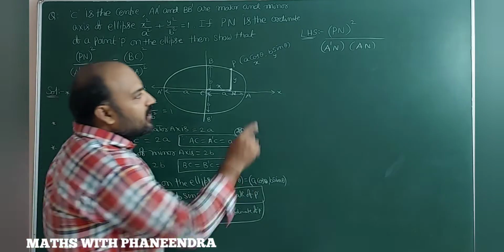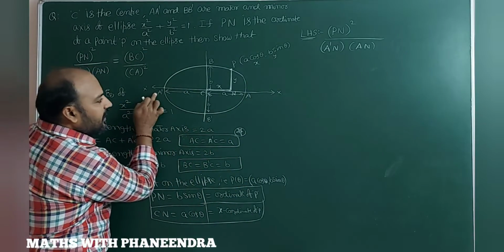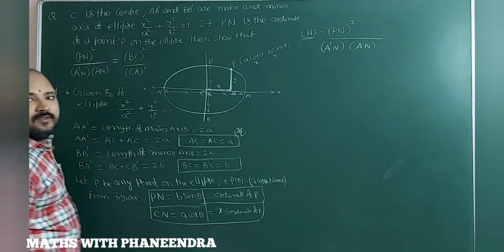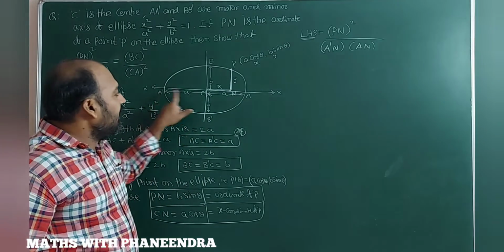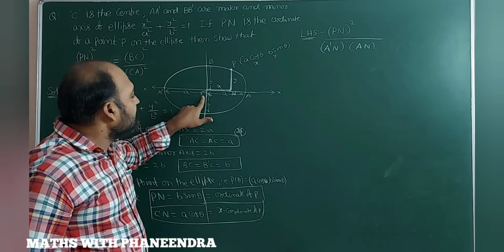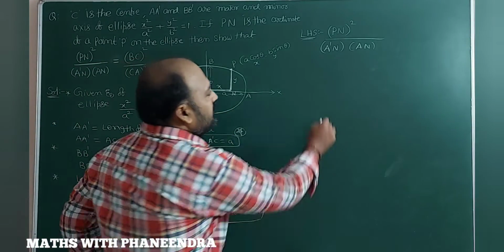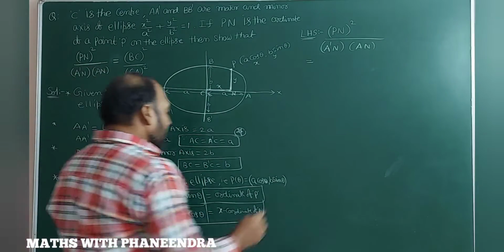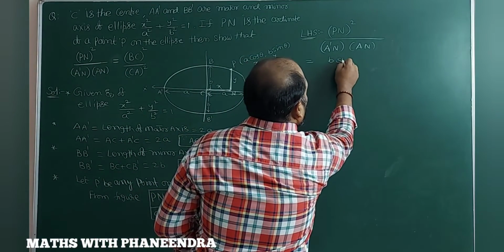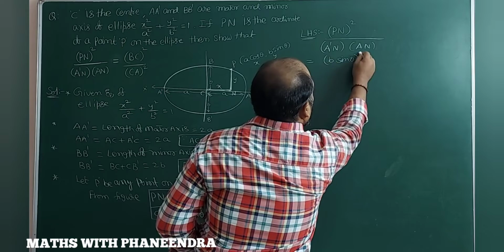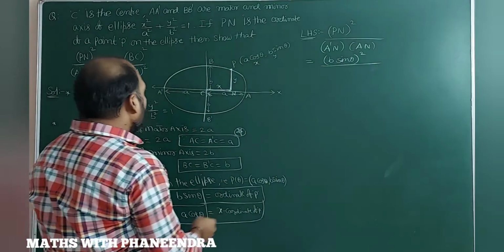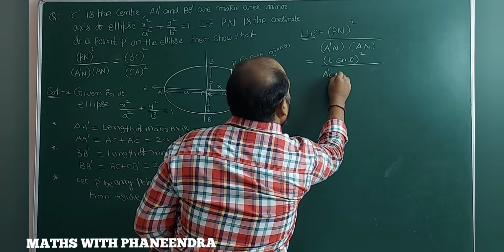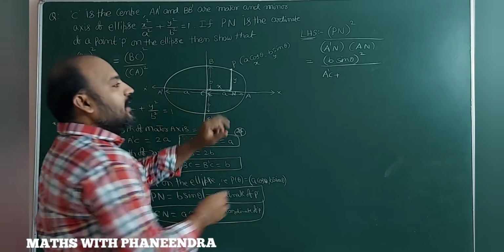So A'N from the figure, A'N can be written as A'C plus CN, which is equal to A'N. PN value is what? (B sin theta) whole square. A'N can be written as A'C plus CN.